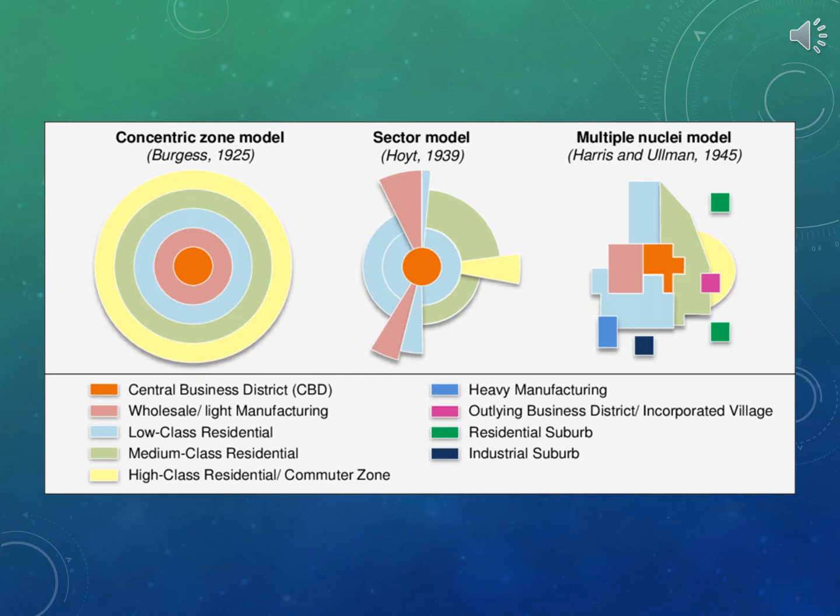One of the best examples of the multiple nuclei model is the Greater Los Angeles area. Within the Greater Los Angeles area, you have Hollywood, Bel Air, Beverly Hills, Compton. You have all of these different areas that are part of the larger urban city, but may have their own small central business districts, often designed for one specific thing.